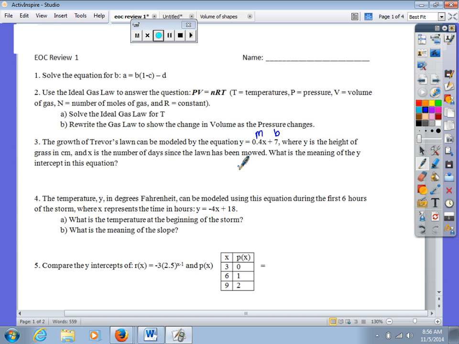The y-intercept here means that the grass is what? What'd y'all say? Good. It's 7 centimeters high. Initially, because that's the initial value. So the initial height of the grass is 7 centimeters. Now, I know I didn't ask you this, but what does the 0.4 mean? That's your slope. That's the rate of change. That's how fast the grass is growing. So it's growing 0.4 centimeters per day.